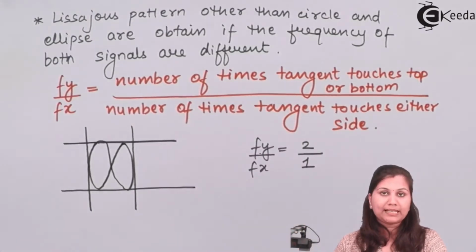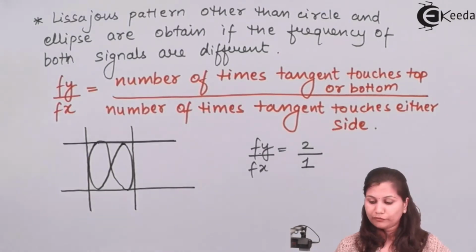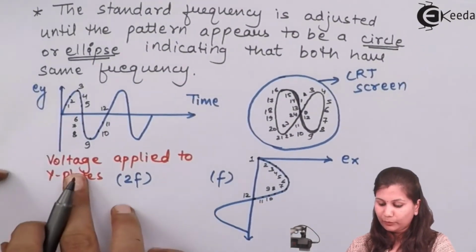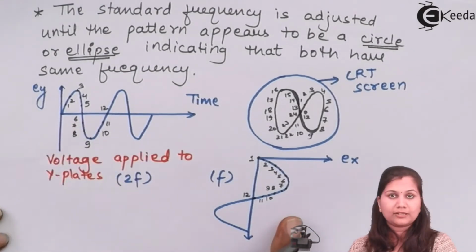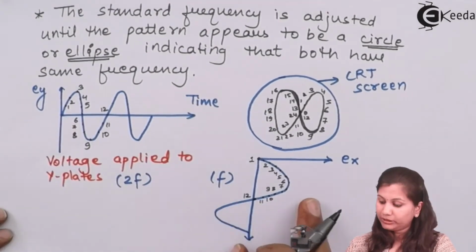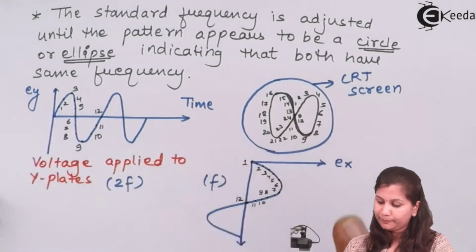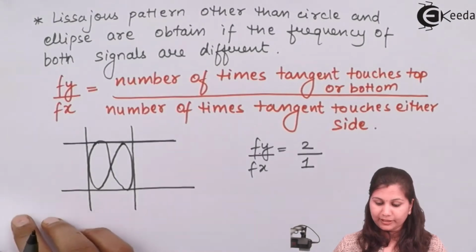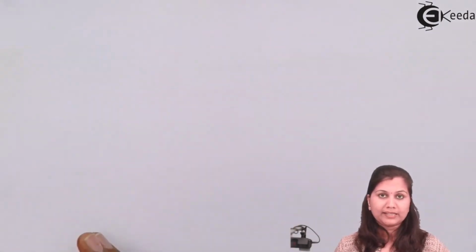So in the same example, we have studied that when the frequency of the signal applied on the Y plates is twice the frequency of the voltage applied on the X plates, we are getting an 8 pattern. Similarly, there are different patterns which are obtained and different frequency ratios associated with them.